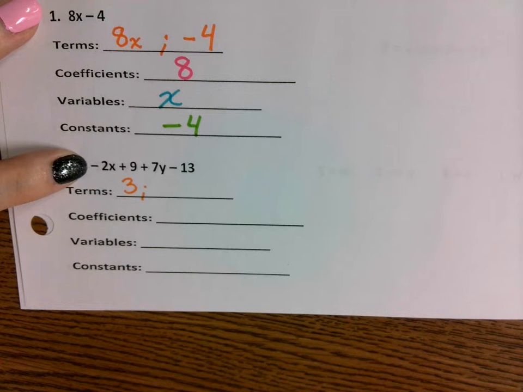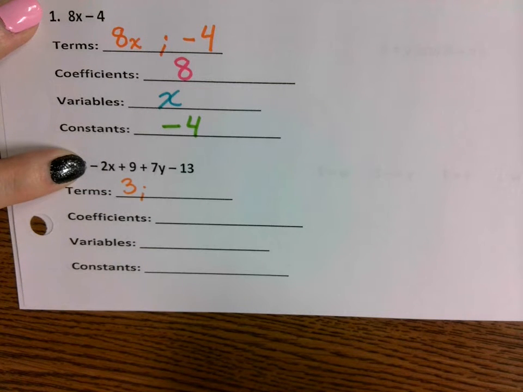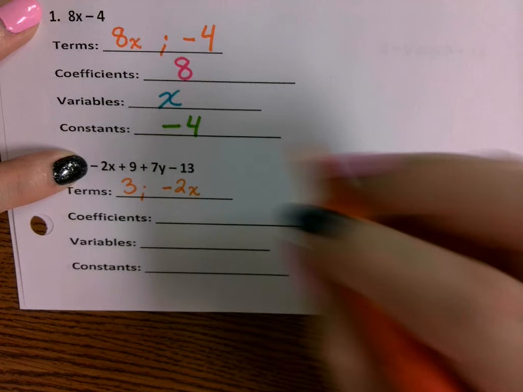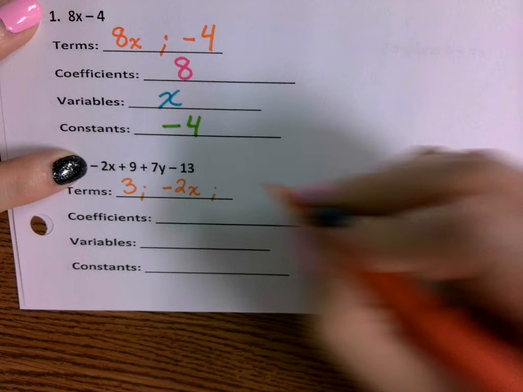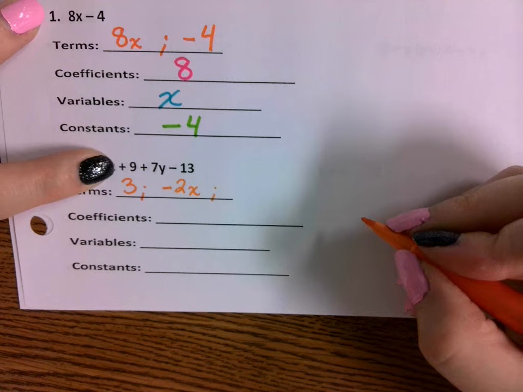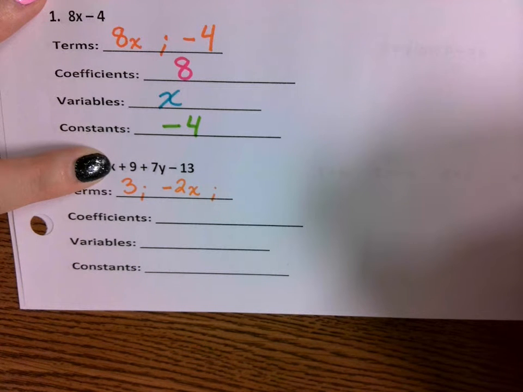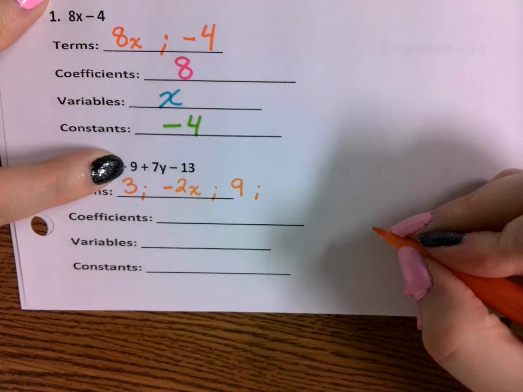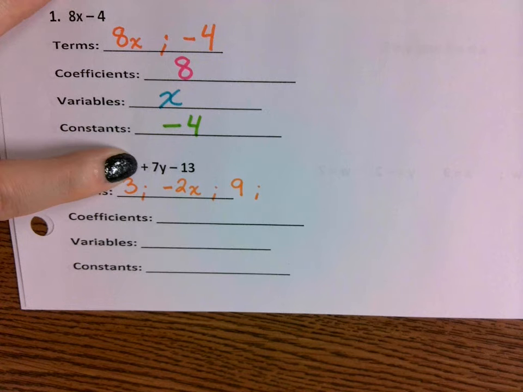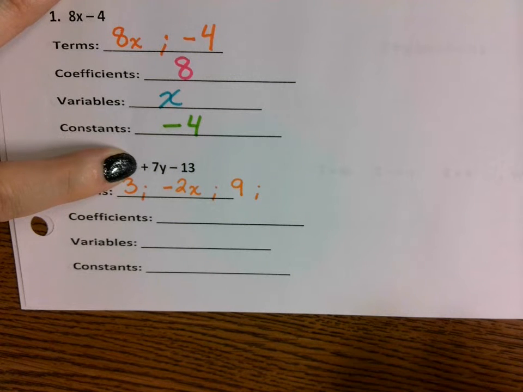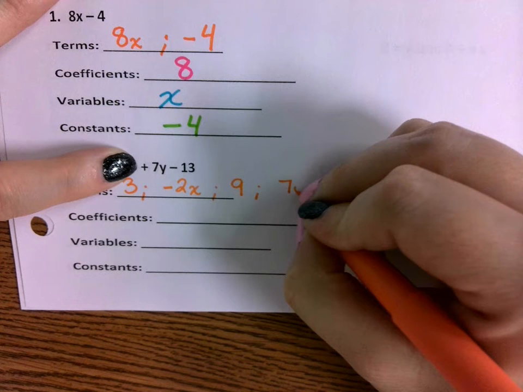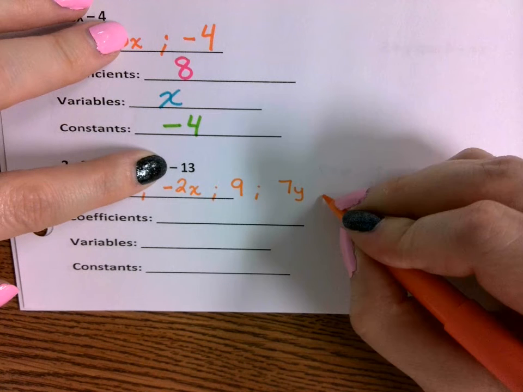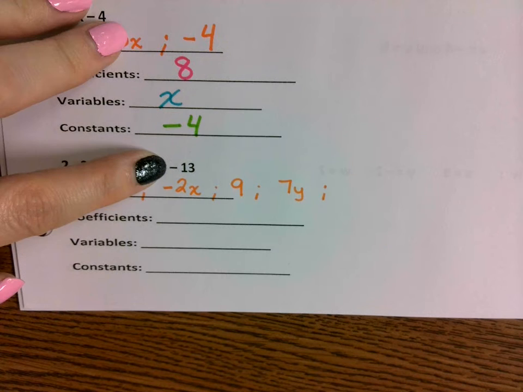Negative 2x. So I'm going to write negative 2x. That's my second term. I'm going to cover the negative 2x now. What's my next term, Julie? 9. A positive 9. Okay, what's my next term, Nyla? Positive 7y. Cover the positive 7y. What's my last term, Chloe? Negative 13. See, it's a lot easier now, right?